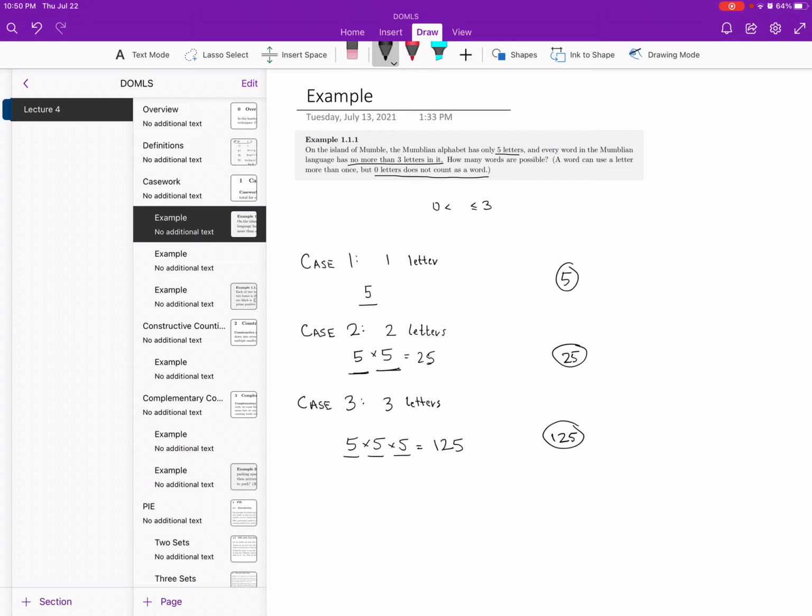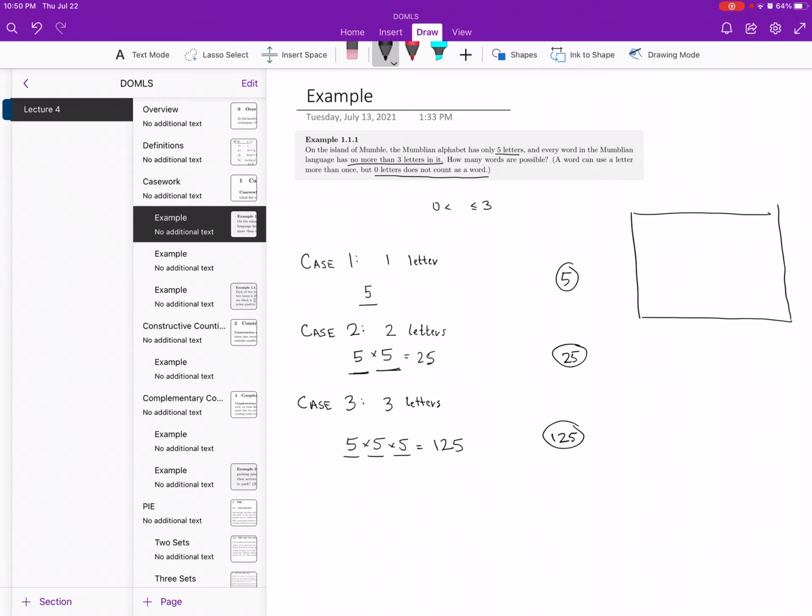And have we counted everything? Let's see. We have 3 cases, one for 1 letter, one for 2 letter, and one for 3 letter. Now, we know that the language has only words that have between 1 and 3 letters. So this means that we have indeed accounted for everything. If we look at our sets using a Venn diagram style diagram, I guess. Not really a Venn diagram.